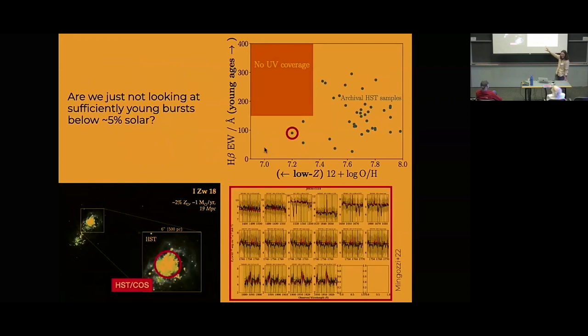We plot that down here, and it turns out the spectrum of this thing is very clearly actively forming stars. We can see the clusters. I think there's good evidence to suggest that some of these clusters are quite young. But the integrated spectrum of this object doesn't actually show a huge amount of UV emission. We do detect carbon 4 and helium 2, but at very low equivalent width, something like a few angstroms.